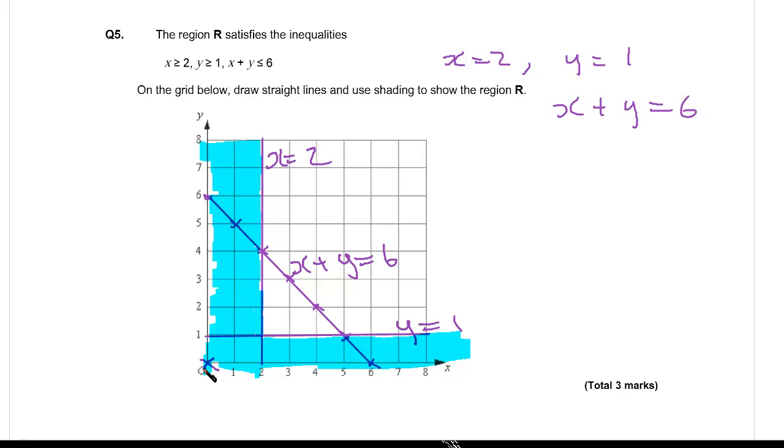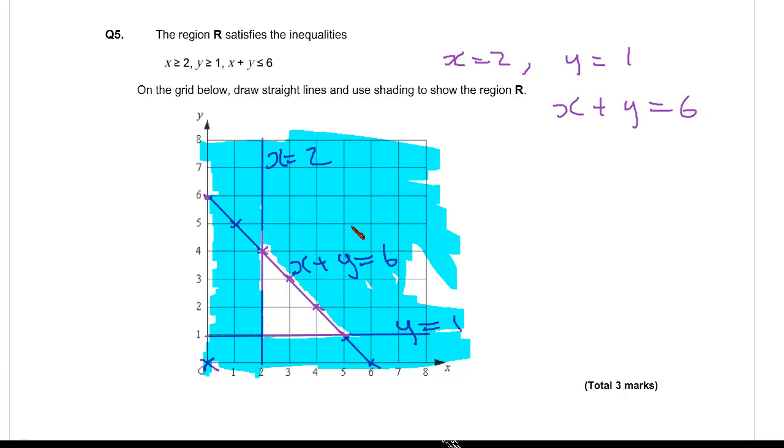Now, is 0, 0 going to satisfy this inequality? 0 plus 0 less than or equal to 6. Yes, it is. So I do want all the points on the same side of the line as 0, 0, so I'm going to shade out all the points on the other side of the line. I don't want any of these points in my region. And what you see is, when you've shaded out everything you don't want, you are left with just what you do want, this little triangle here. So this must be R, this must be our region that we want.